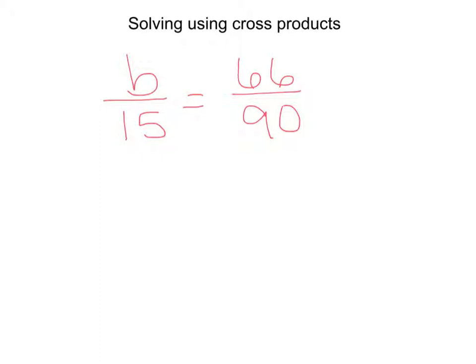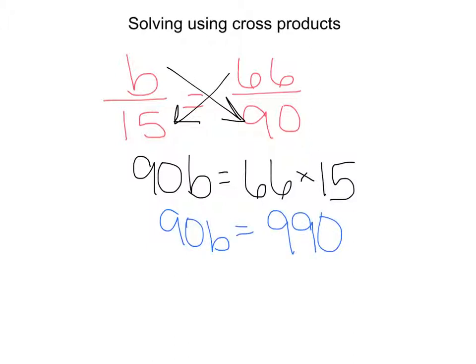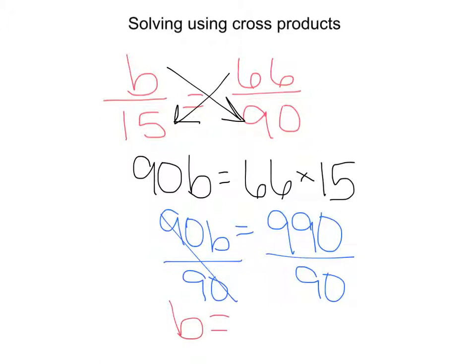So here's an example of B/15 equals 66/90. You can look at this and cross the numbers to present yourself with an equation and a variable and then solve. So we cross and we have 90 times B equals, and we cross the other side, 66 times 15. So now you would solve 90B equals 990. You divide both sides by 90, and that's going to tell you that B is 11. So that's how you would solve using your cross products.